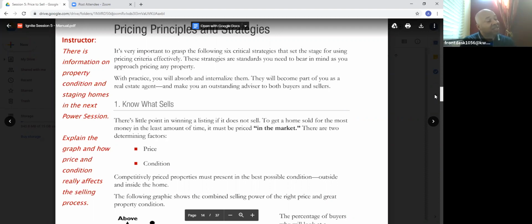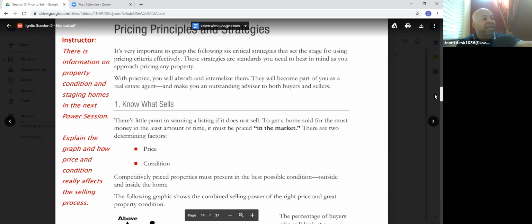Yeah, it makes sense. My concern is a lot with the lenders as well. I think the shift is going to affect them and how they loan, and it's going to affect our bottom line, because if they're not loaning the money, how are our buyers going to get the loan to get the property? And that ties into know what sells. Number one right here, if you guys can see my screen, it says know what sells.